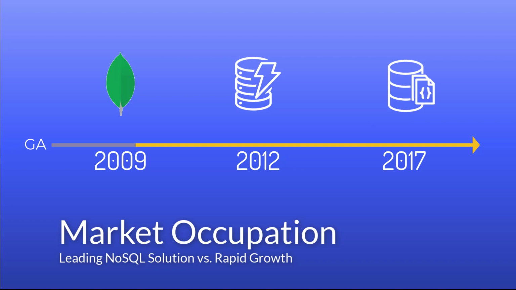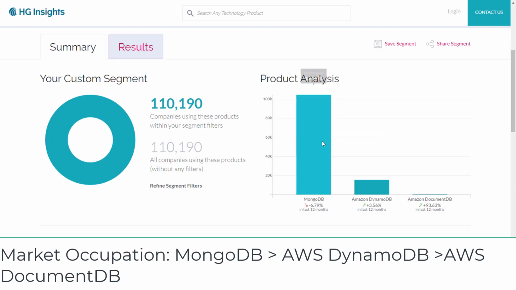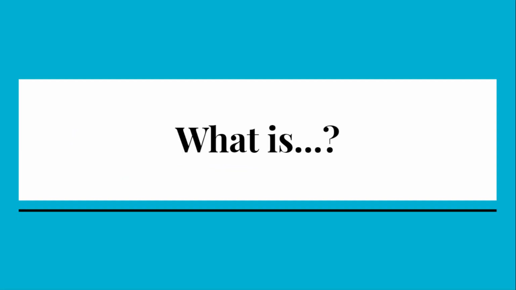AWS DocumentDB also supports document data structures, with limited support for MongoDB workloads up to MongoDB version 3.6, which was released in 2017, and version 4.0, which was released in 2018. At the time of this video, MongoDB is the leading NoSQL database solution in the market. But DynamoDB and DocumentDB, especially DocumentDB, have been growing significantly in the past 12 months.